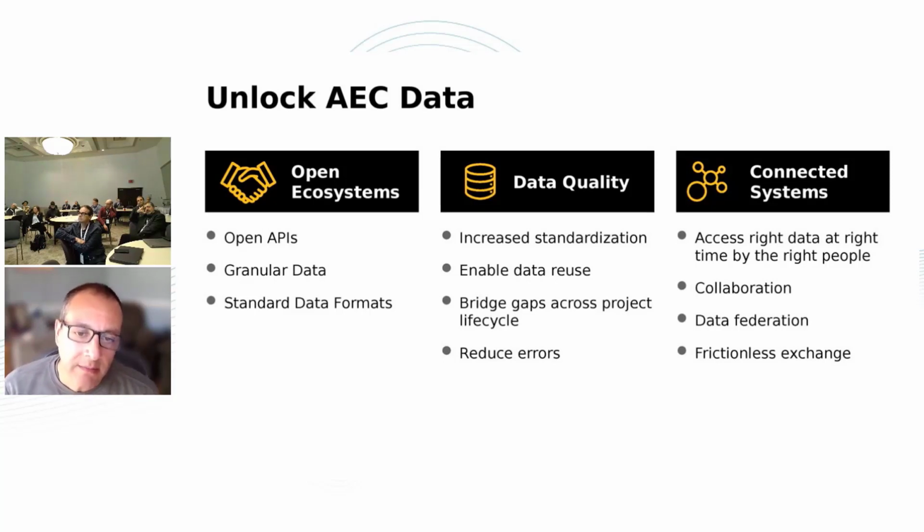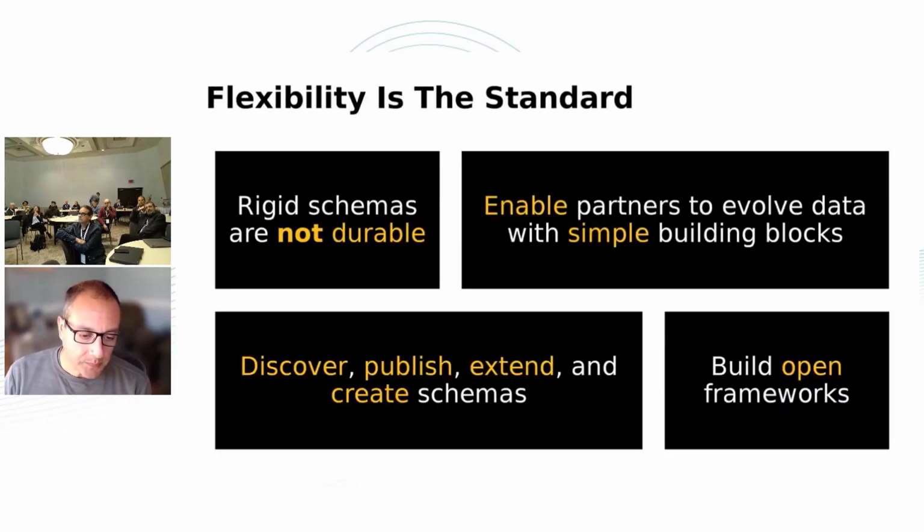By making data more high quality, more standard, hopefully we're bridging gaps across the project lifecycle, reducing errors, making data more reusable, with less need to remodel. And then all the connected systems surrounding this that help with federation or accessing the data at the right time by the right people, collaboration, and all these things that support frictionless exchange, whether they be services or other capabilities on top of the data, is also important. Next slide, please.